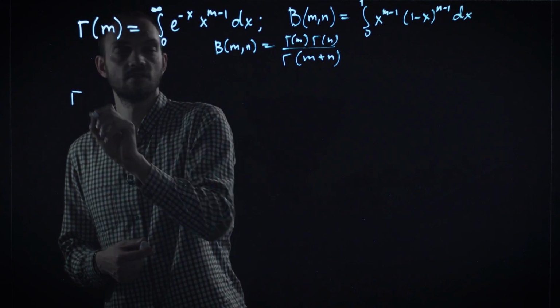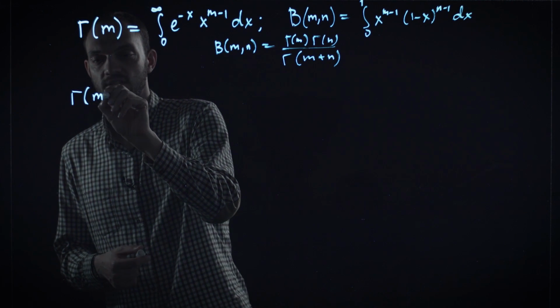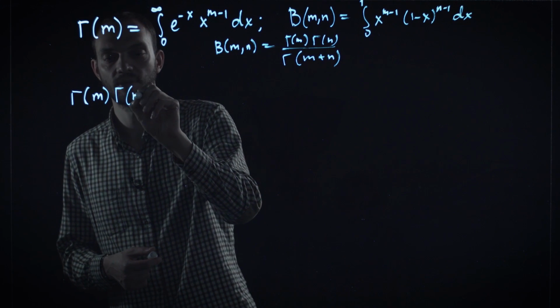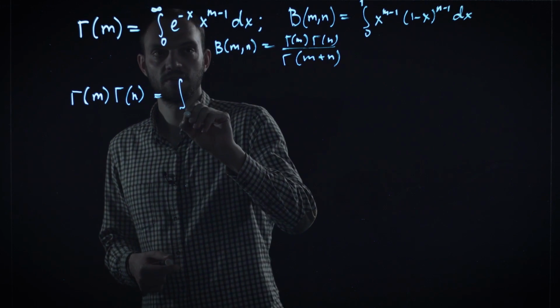And we'll start, in a certain sense, from the result. Let us try to rewrite part of the right-hand side explicitly. The product of two gamma functions is a product of two definite integrals.